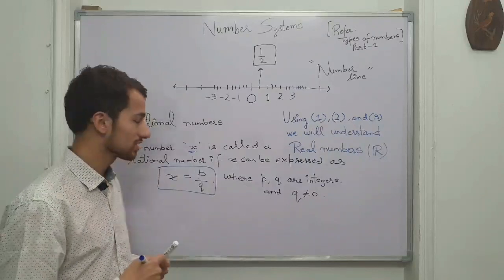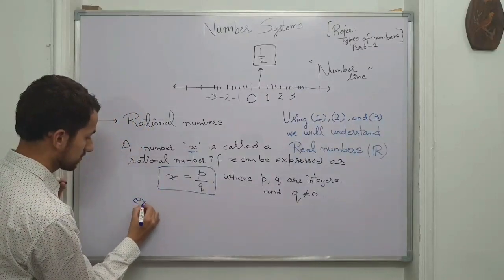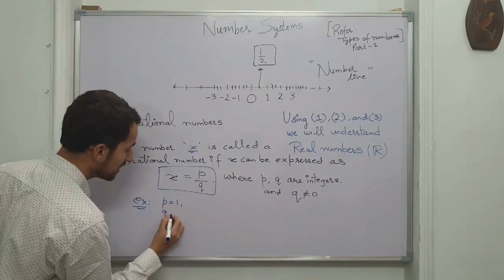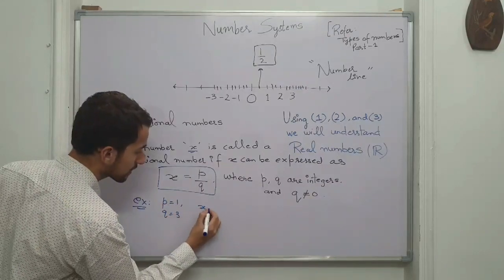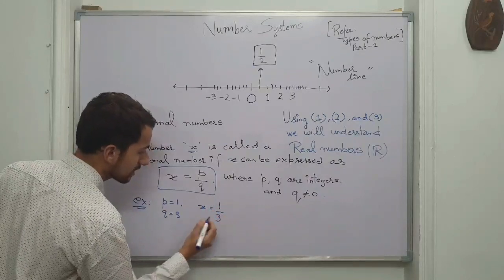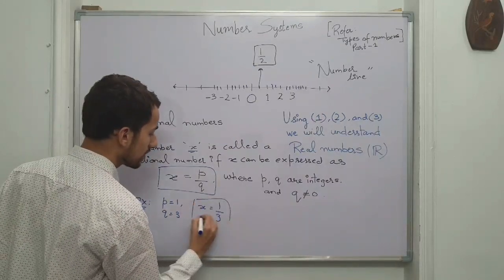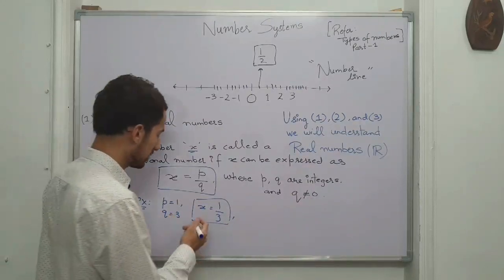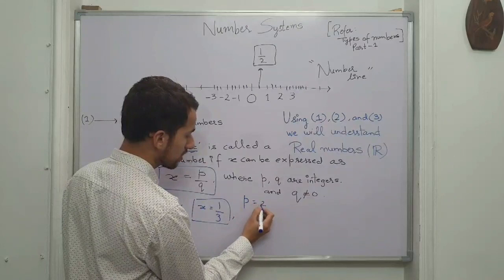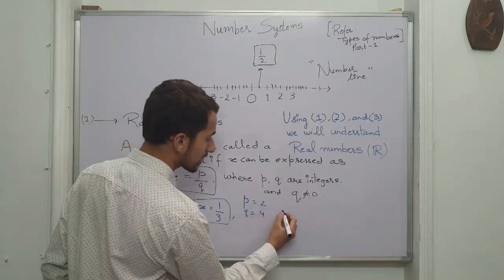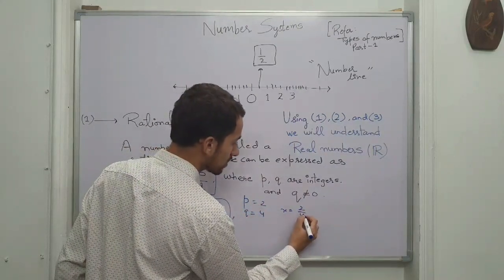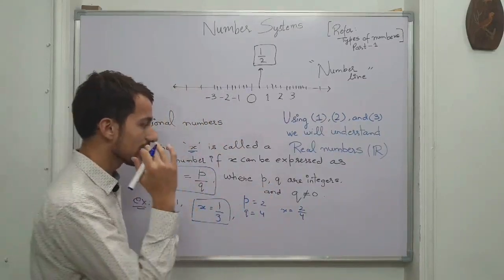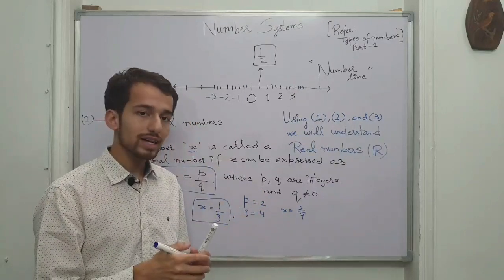Let's take an example of such numbers. If I choose p to be 1 and q to be 3, then our x becomes 1 by 3. Similarly, for different choices of p and q, you can find different x. If I take p to be 2 and q to be 4, then x will be 2 by 4. It is again a rational number. So you got clarity on what type of number a rational number is.